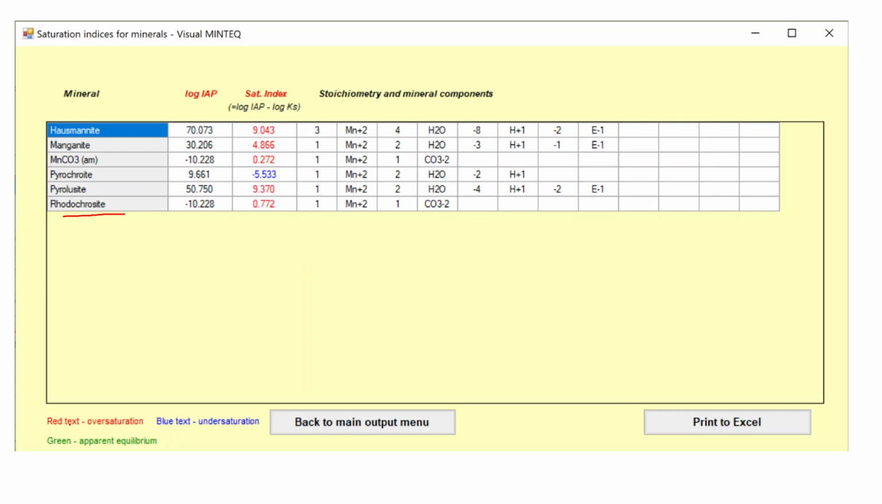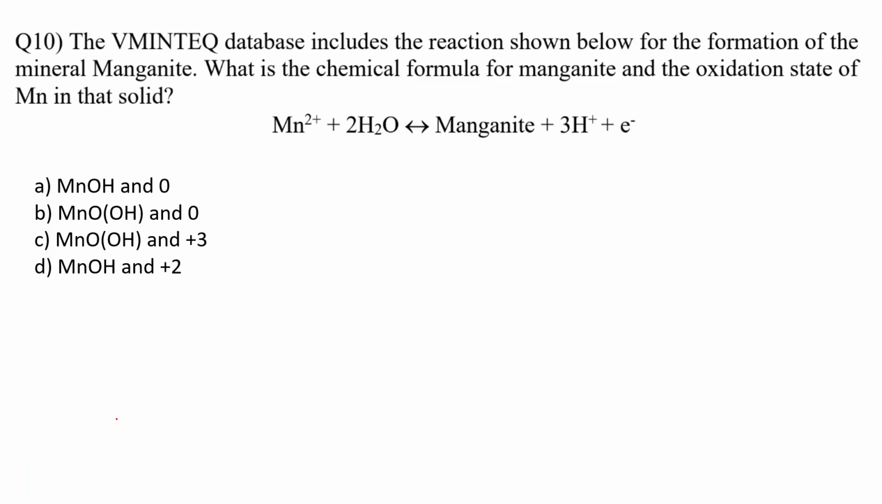Okay, so red text is oversaturation and blue text is undersaturation. If we are considering that only rhodochrosite is forming, the rest of the solids we will not consider, we'll see only rhodochrosite. And we are looking at the color, it is red, and the legend near it says oversaturated. So our answer was oversaturated.